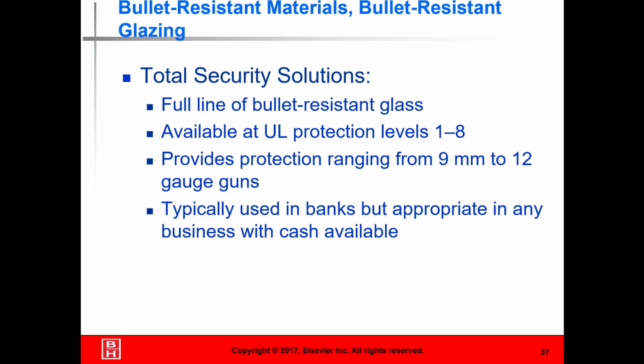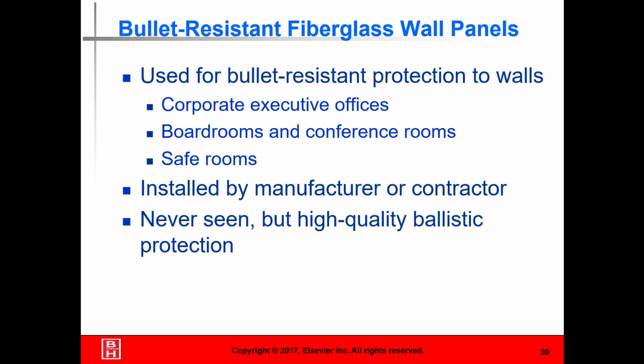Bullet resistance material, full line of, you can get all kinds of it in the different areas, but basically bullet resistance glass is acrylic polycarbonate and glass clad polycarbonate. These products are available for the UL protection levels 1 through 8, depending on what it is, ranging from protection against a 9mm to a 12 gauge shotgun. These bullet resistance properties typically used in banks, credit unions, gas stations, convenience stores, anywhere where it's not safe.